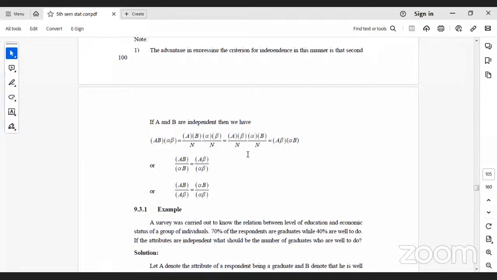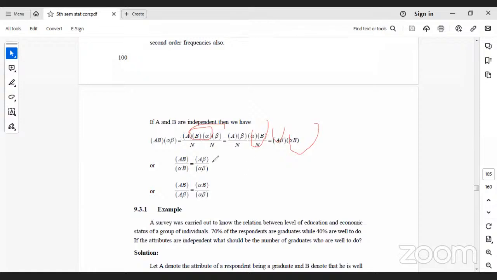As per the formula, we are writing A beta by N is equal to A beta by N. Alpha beta by N is equal to alpha beta. Or AB by alpha beta is equal to AB by alpha beta. AB by A beta, cross multiplication, AB by A beta is equal to alpha B by alpha beta.